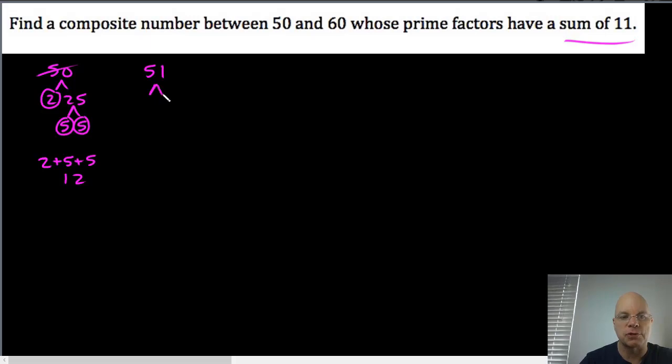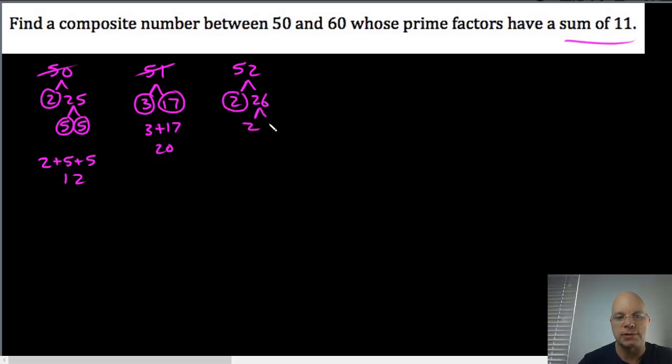51 looks prime at first, but then you realize 5 plus 1 is 6, which is a multiple of 3, so it's 3 17s. And 3 plus 17 is 20, so that's not a sum of 11. 52 is clearly composite since it's even, it's 2 26s. 26 is 2 13s. And 2 plus 2 plus 13 is 17, not 11.